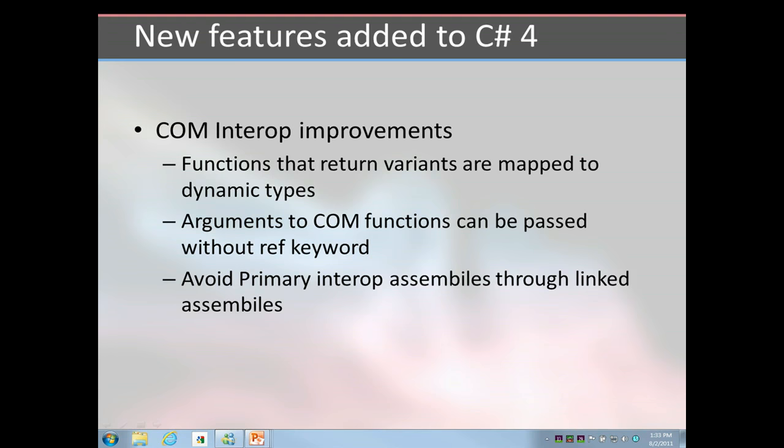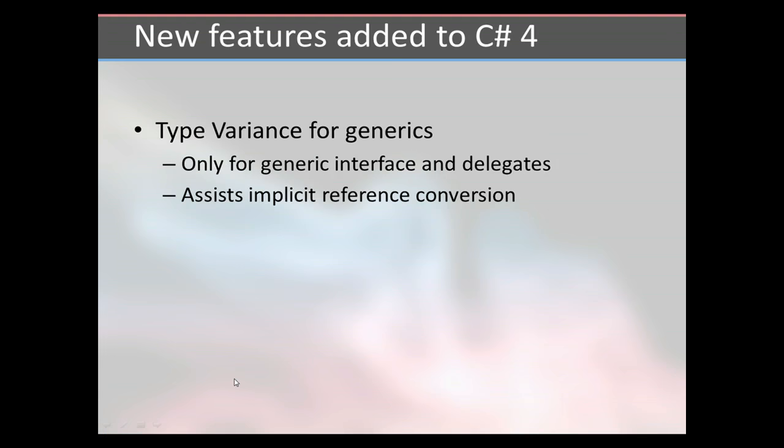Lastly, assemblies that contain COM interop types can now be linked rather than referenced. Linked interop types support type equivalence, sidestepping the need for primary interop assemblies. This simplifies the versioning story and minimizes deployment troubles.